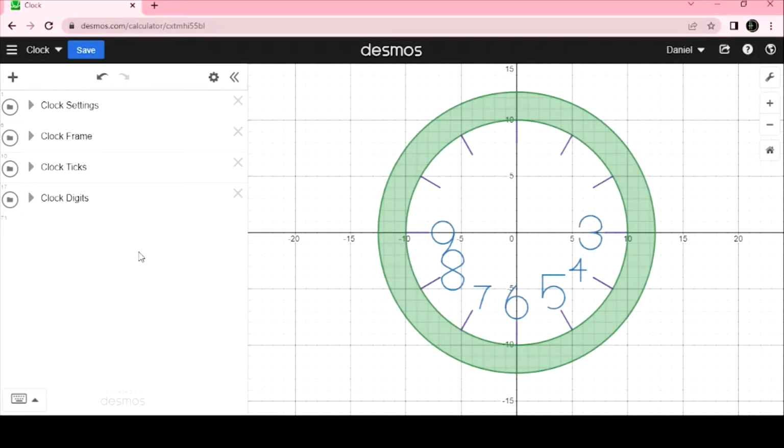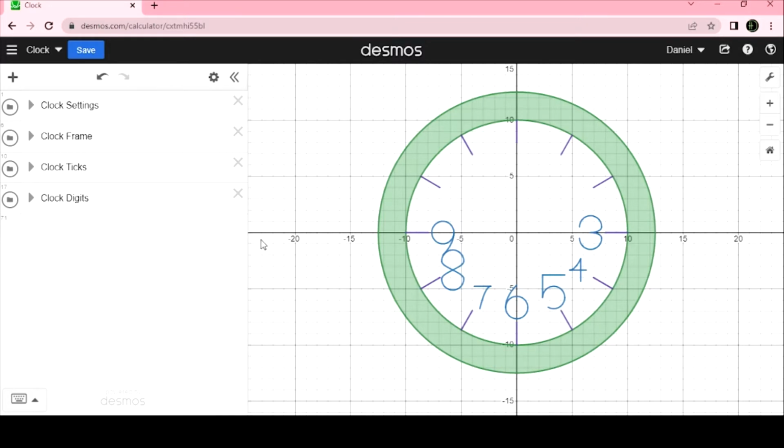Right, in the last video, I showed you how to add digits to your clock, and I realized that there was a lot involved, and for that reason, I'm going to put a link to this graph in the description, so you have a way to check your heading.